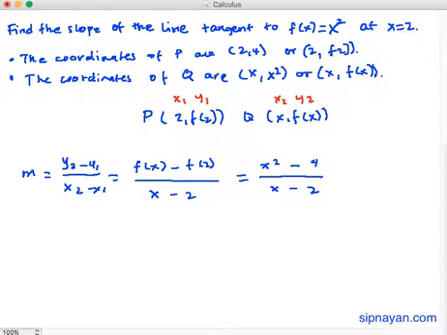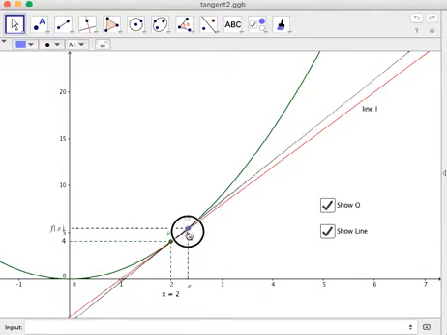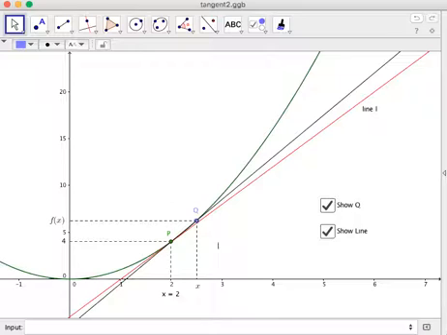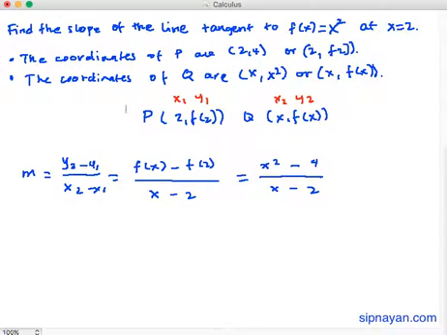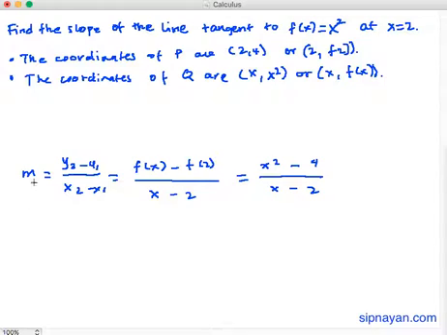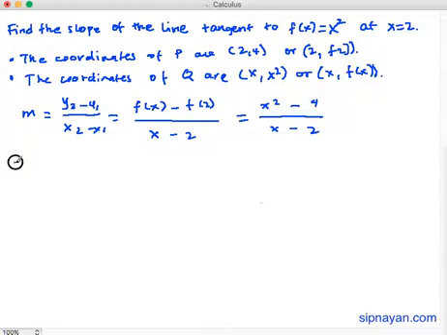Pero yun na ba yun? Di ba? Yun na ba yun? E paano kung dito yung Q ang layo-layo naman? So, the concept of moving P towards Q, doon na pumapasok. So, here we want Q to be very close to P. To be very close. Very, very close to P.